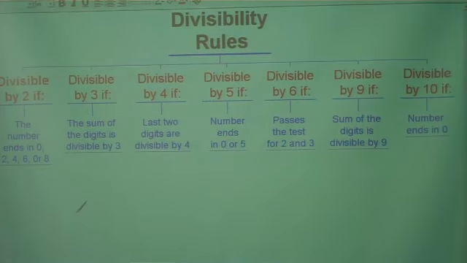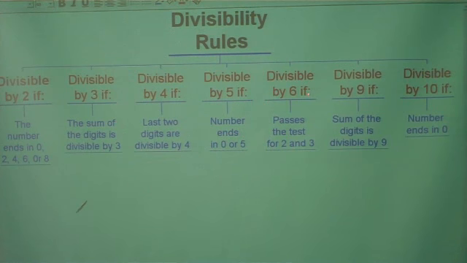Now let's look at the divisibility rules. Divisible is when one number goes into another number evenly with no remainder, and these are the tests. A number is divisible by 2 if the number ends in 0, 2, 4, 6, or 8. A number is divisible by 3 if the sum of the digits is divisible by 3. The number is divisible by 4 if the last two digits are divisible by 4. The number is divisible by 5 if the number ends in 0 or 5.